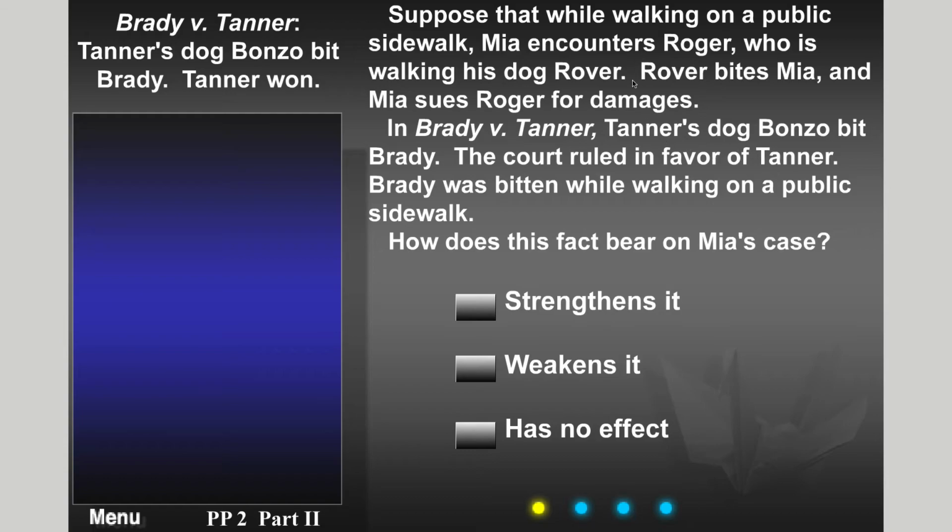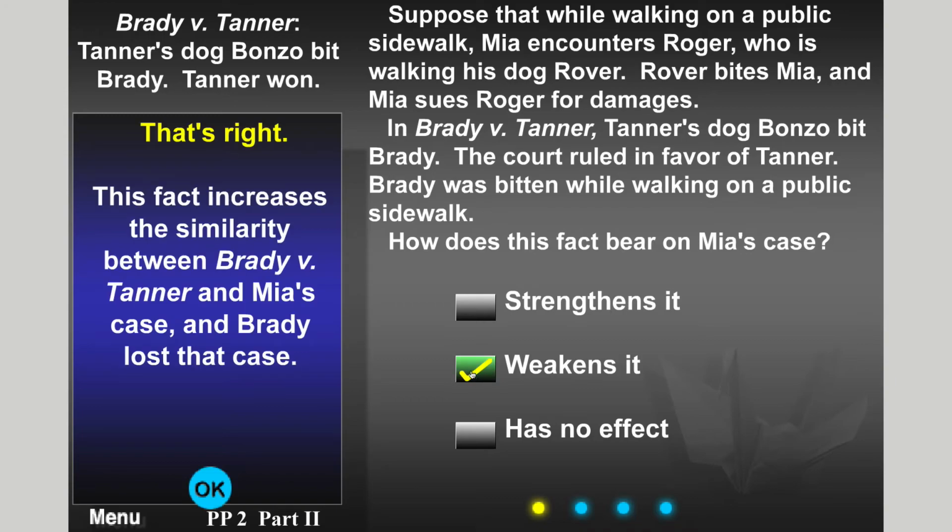So the fact that they are similar cases and Tanner won, that is the person with the biting dog won, means that this is not going to help Mia in her case. This is going to weaken it. And so in fact, I can imagine her going to court and saying, no, go look at the first case, not this one. Okay? So this weakens her case because the defendant won in the previous one. The fact increases the similarity between Brady versus Tanner and Mia's case, and Brady lost that case. That is, the person who was bit.